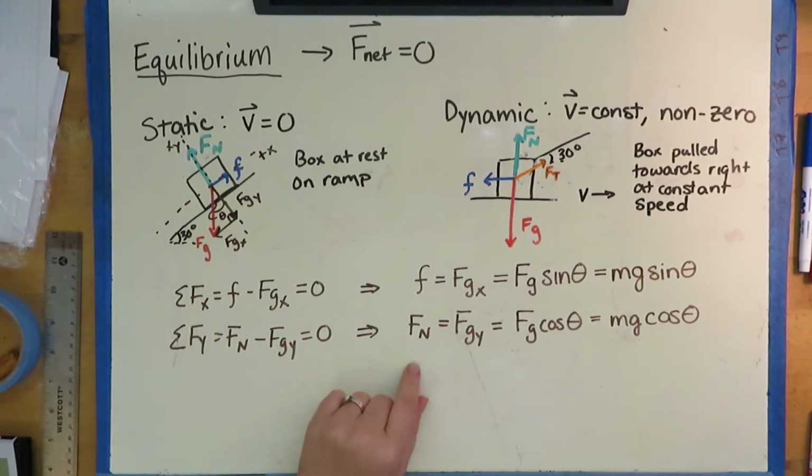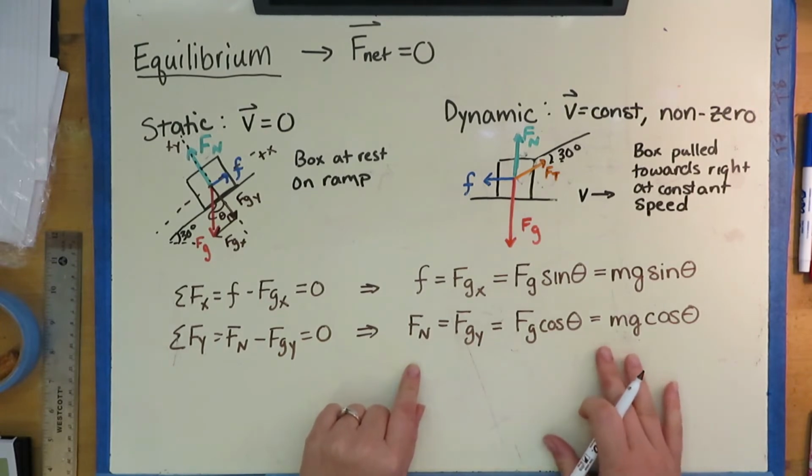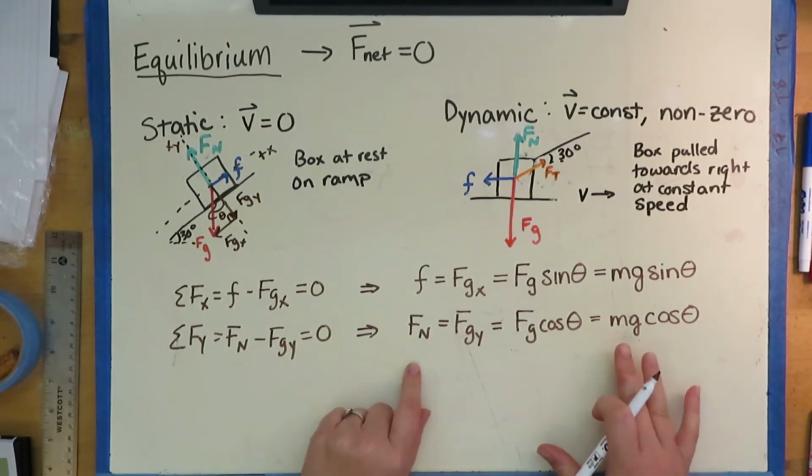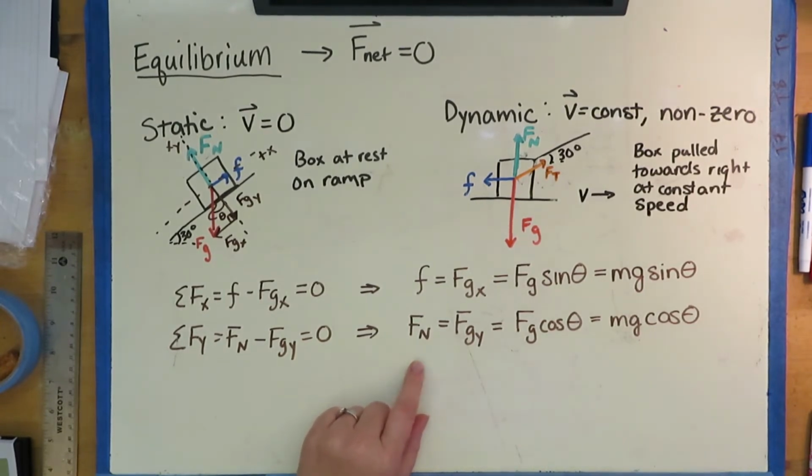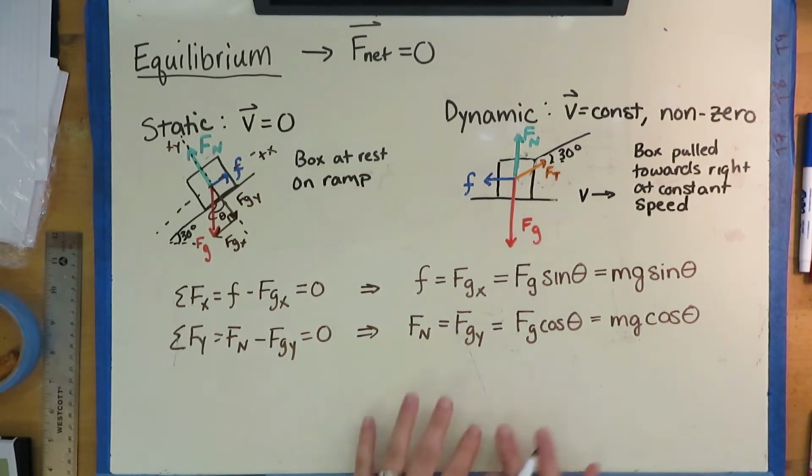And my normal force is one of those very variable forces that changes over time. So that way I can just use the mass and the angle of the ramp to get a decent value for what I expect my normal force to be. So that's kind of what you would do.